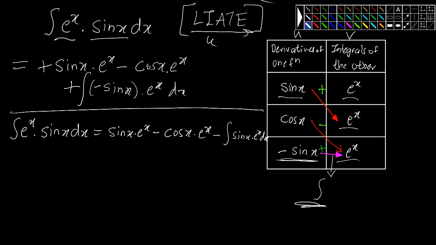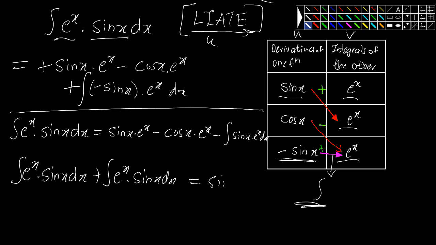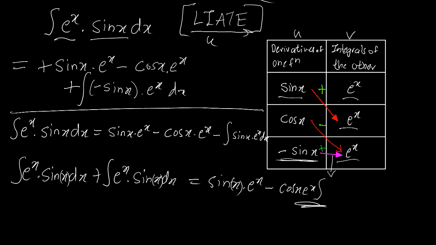I think you have probably already seen what's going on here. So it's integral e to the x times sine x dx plus integral e to the x times sine x dx is equal to sine x e to the x minus cosine x e to the x. I'm not drawing these brackets here, but those are usually considered important. Okay, so I'll just erase some of the part. We don't want this. Okay, so now it's clear.